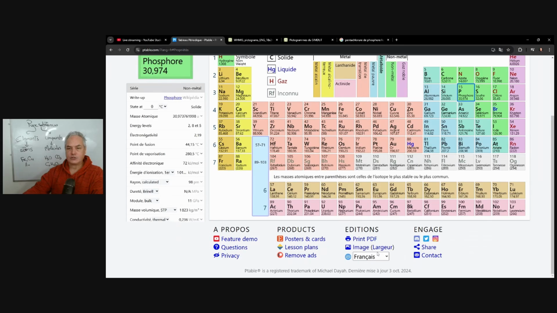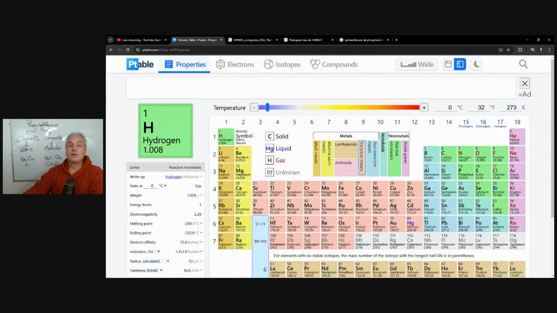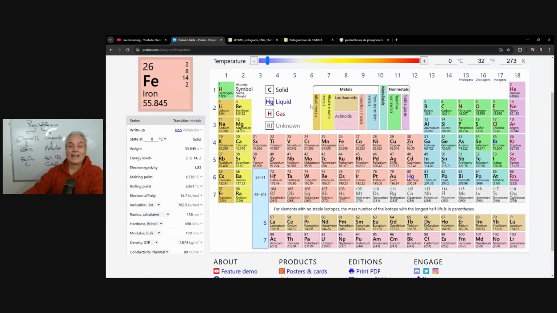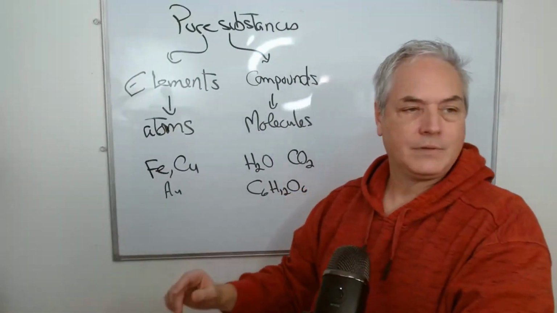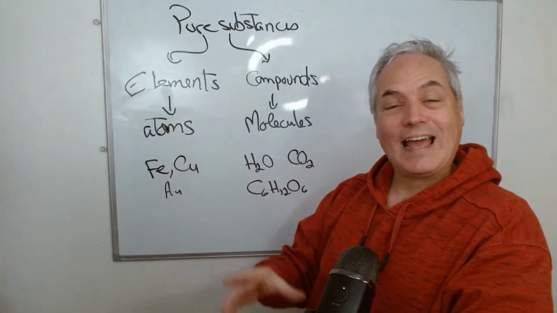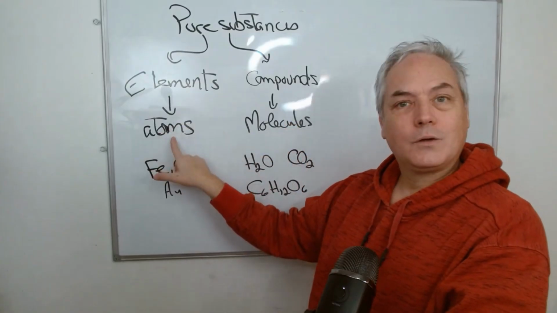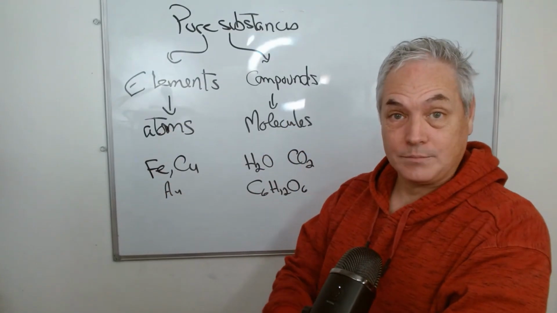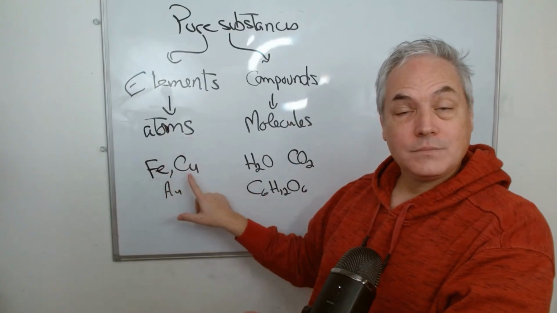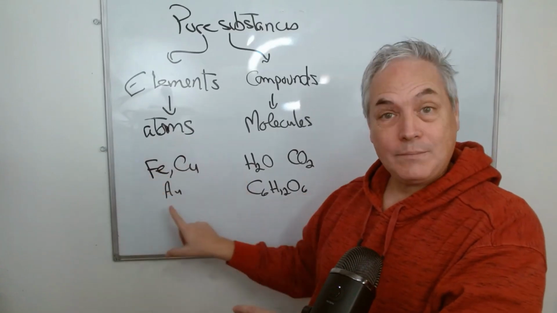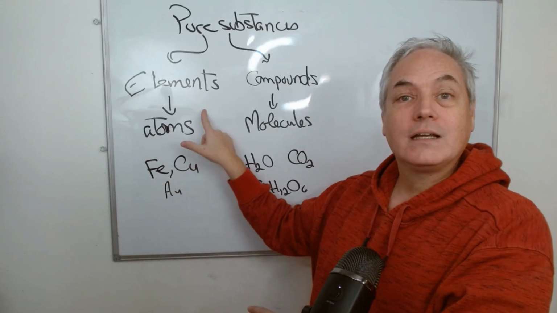I'm going to put here the English version. There we go. The periodic table of elements is organized to have all the different elements in the universe known, naturally occurring as well as synthetic ones. When we take an element and break it down into smaller and smaller pieces, we end up with one single particle, called an atom. So we can have iron atoms, copper atoms, and gold atoms. When we put many atoms of one type of substance together, we end up with what we call an element.